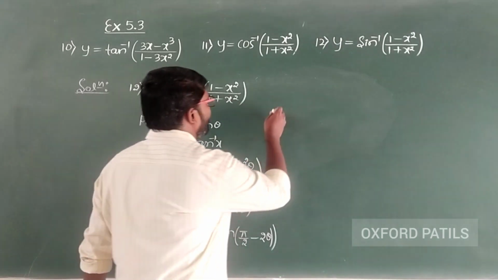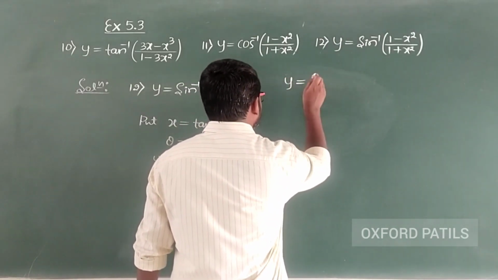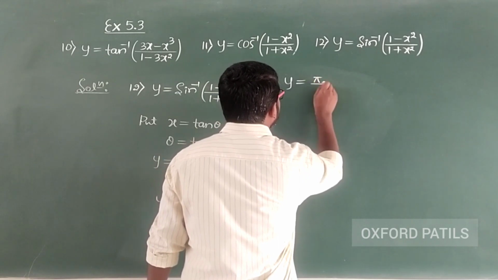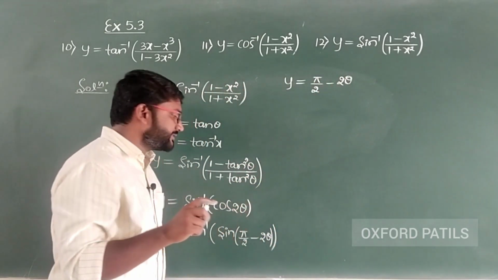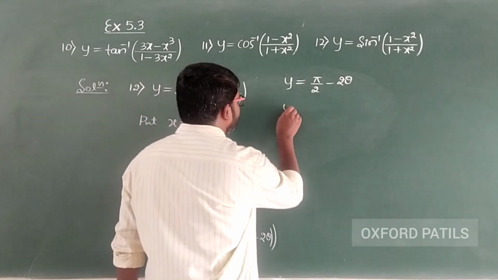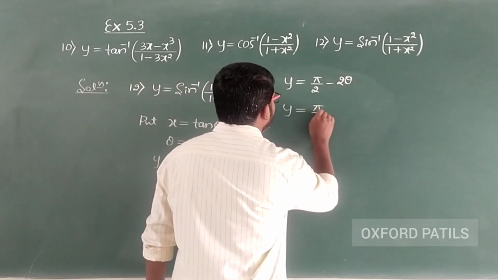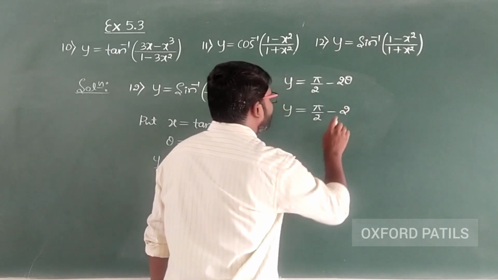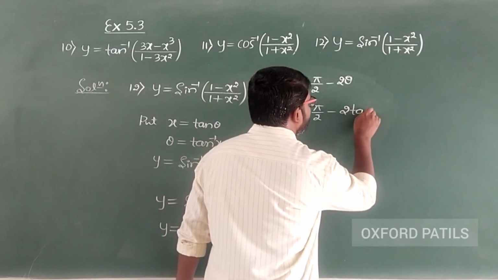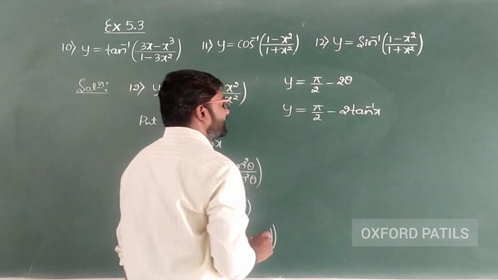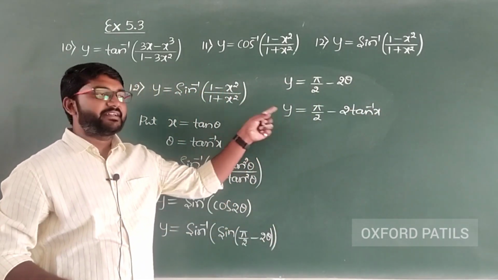So y equals pi by 2 minus 2 theta. Now replace theta here. So y equals pi by 2 minus 2 times, what is theta? Theta is nothing but tan inverse x. So till here we have simplified the given function.